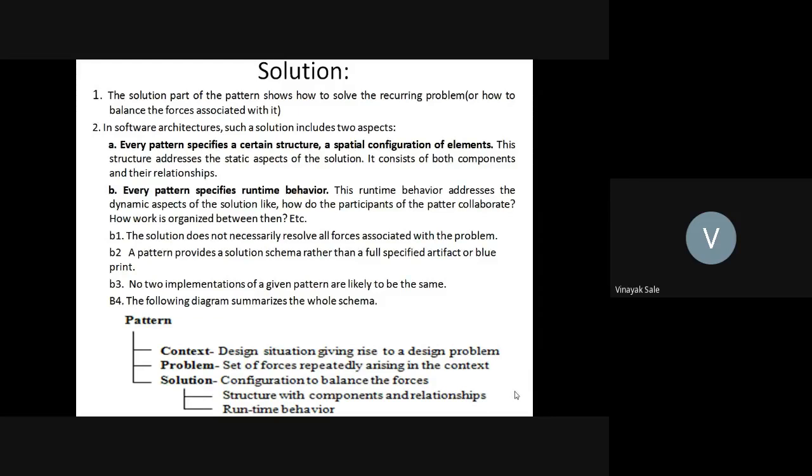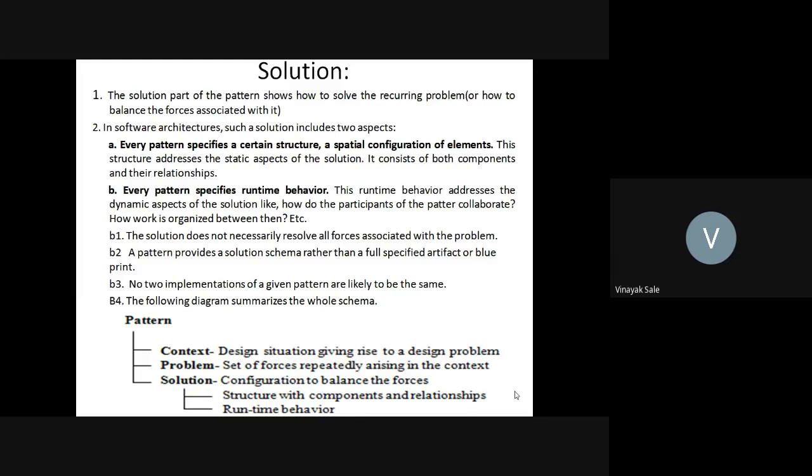This structure addresses the static aspect of the solution. It consists of both components and their relationships. And every pattern specifies runtime behavior. This runtime behavior addresses the dynamic aspects of the solution, like how the participants collaborate, and how work is organized between them.